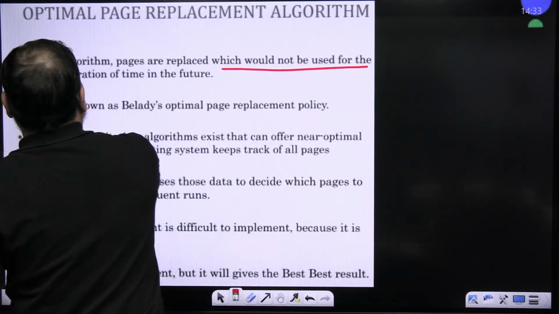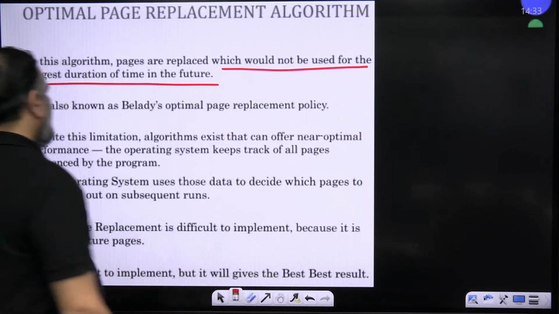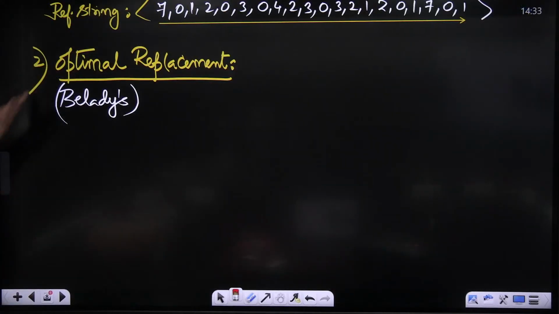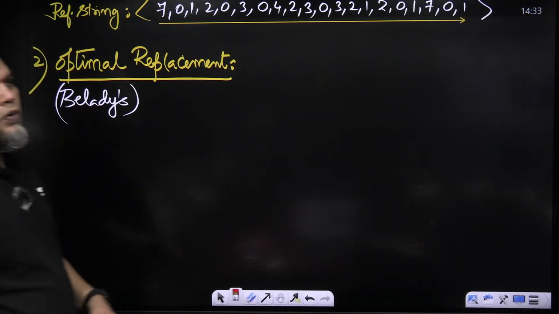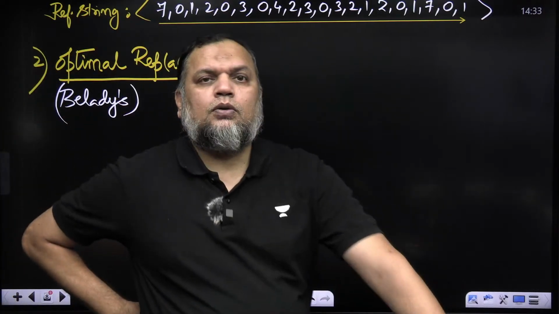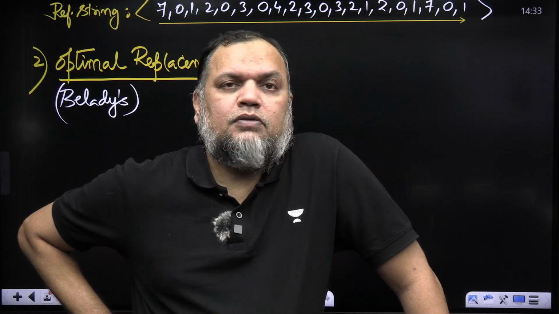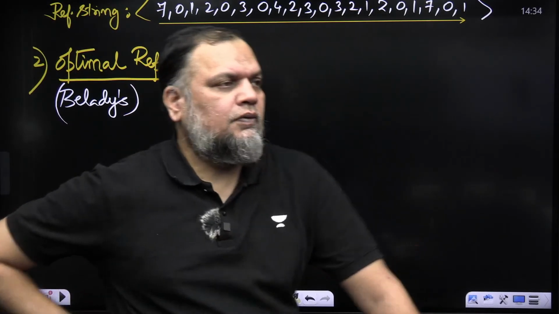Which would not be used for the longest duration of time in the future. It is also known as Belady's optimal page replacement policy. So first, before we look into the other comment, we will work it out here. Whenever a page fault occurs, we are going to select that page which will not be used for the longest duration of time in future references. So let's work it out.